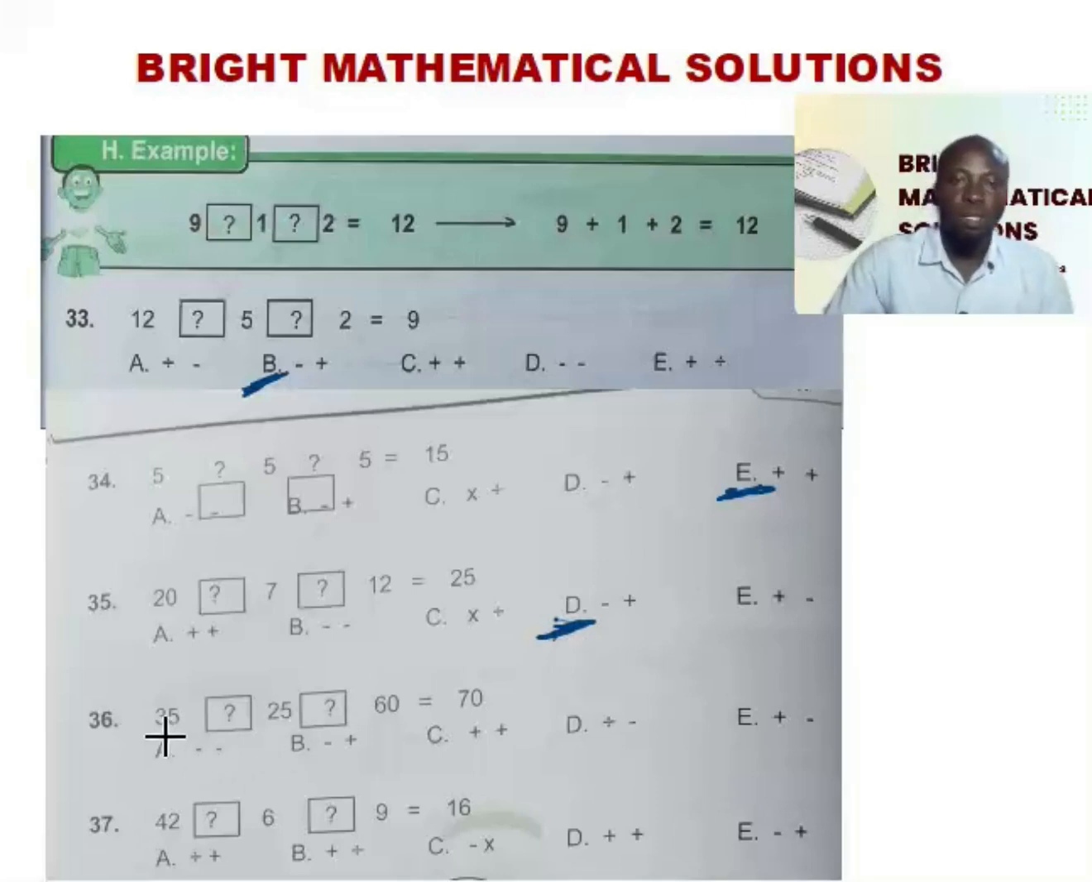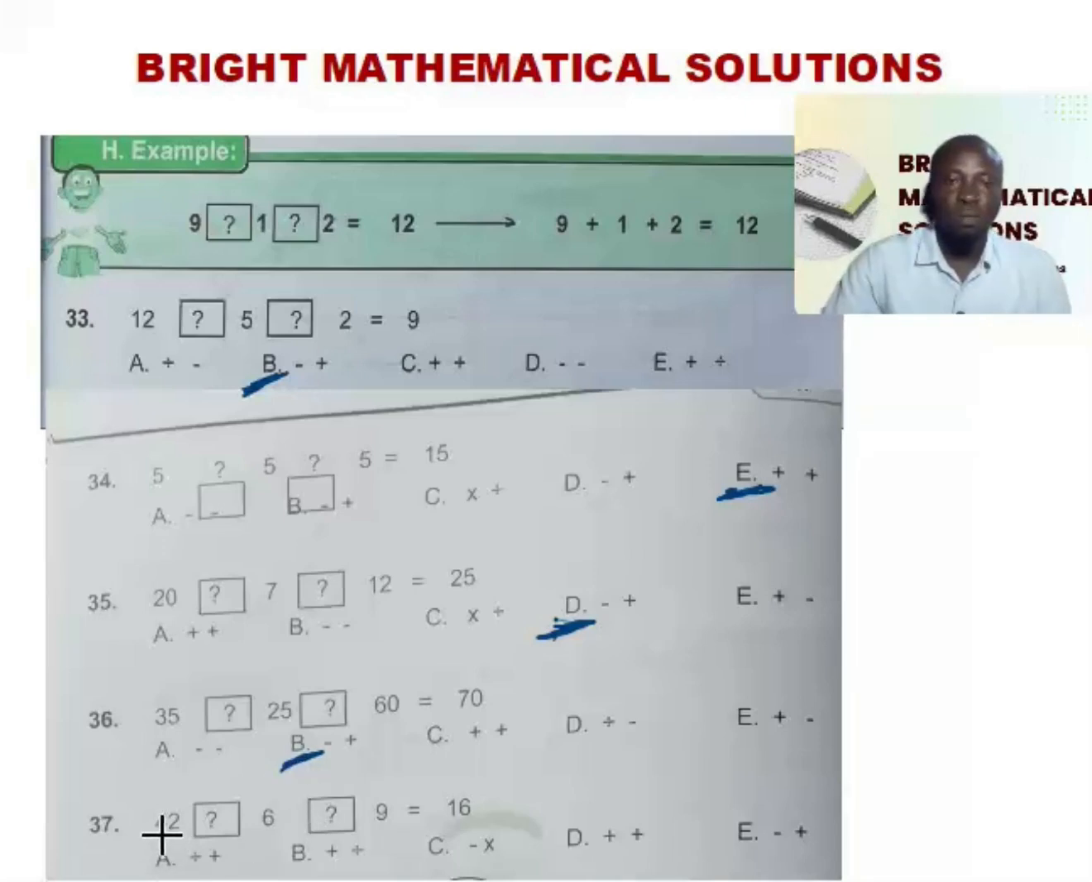The next one, 35 minus 25, that's 10. 10 plus 6, 10 minus 60, that's minus 50. That's not possible. 35 minus 25, that's 10. 10 plus 60, that's 7. So our answer here is B.